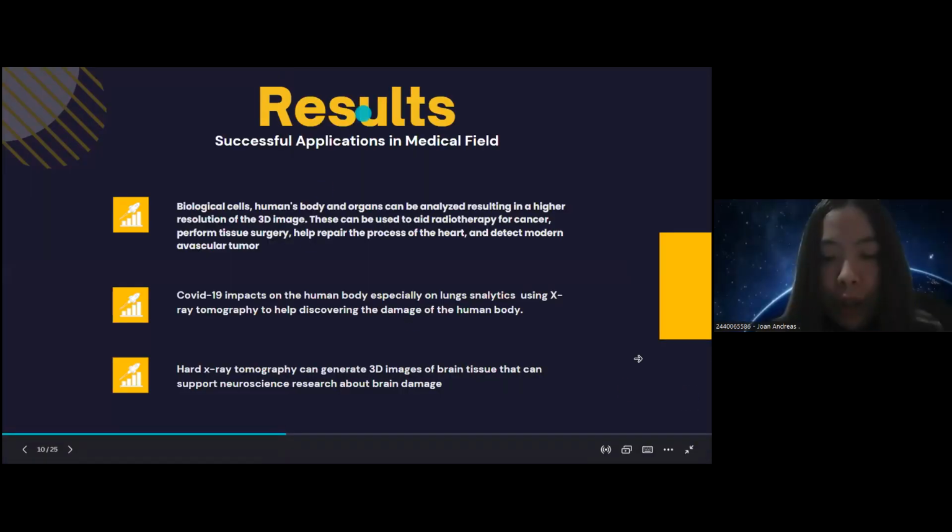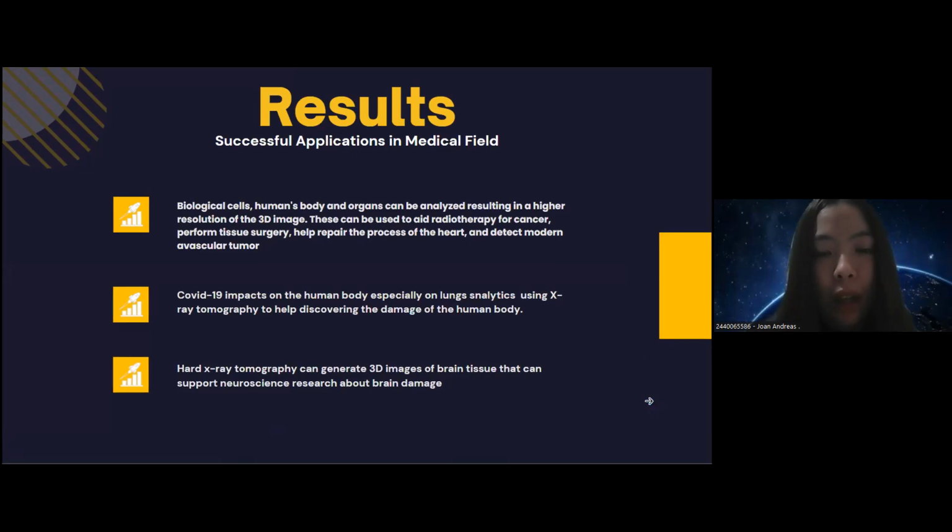To discuss RQ1, 11 papers discussing the use of X-ray holography in the medical field were obtained. Biological cells, the human body, and organs can be analyzed, resulting in a high-resolution 3D image. This can be used to aid radiotherapy for cancer, perform tissue surgery, help the heart repair process, and detect moderate avascular tumors. COVID-19 impacts on the human body, especially on the lungs, can also be analyzed. X-ray tomography can generate 3D images of brain tissue that can support neuroscience research about brain damage.